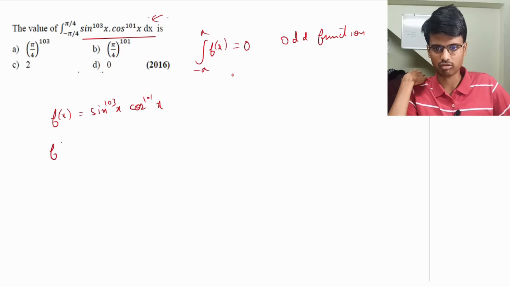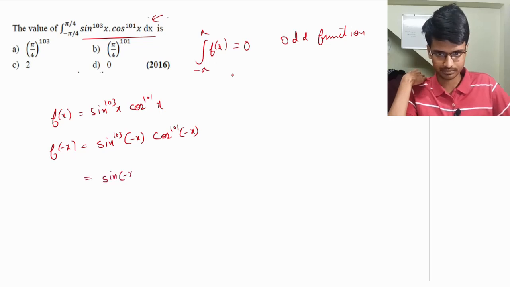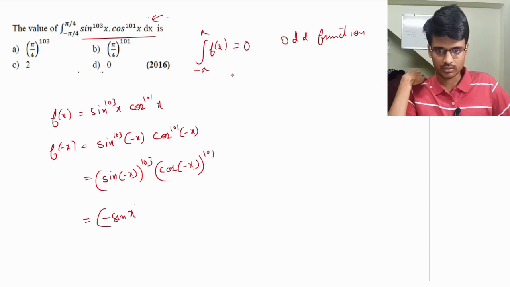What is f of minus x? I have to just replace x with minus x. So what do I get? Sine of minus x whole raised to 103 times cos of 101 times minus x. I am adding this extra step; I can write it directly, but for your understanding I have written it. So what is sine of minus x? It is minus sine x, so minus sine x whole raised to 103. What is cos of minus x? It is nothing but cos x, to 101.